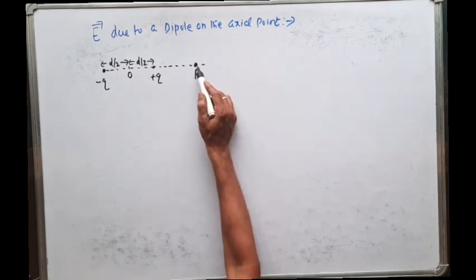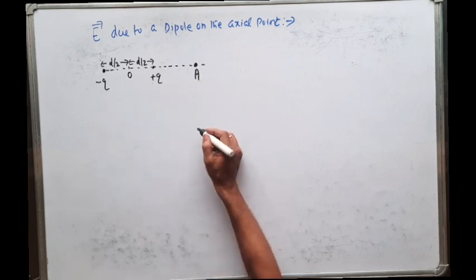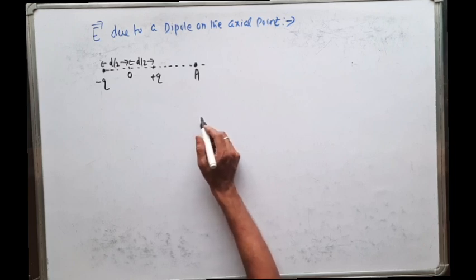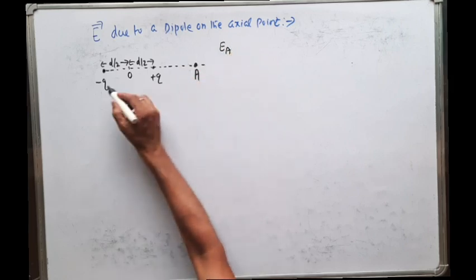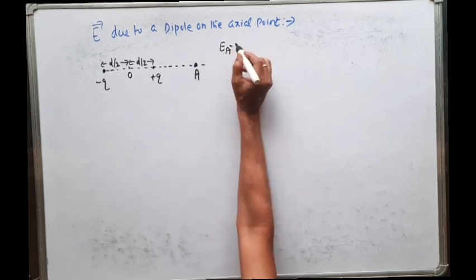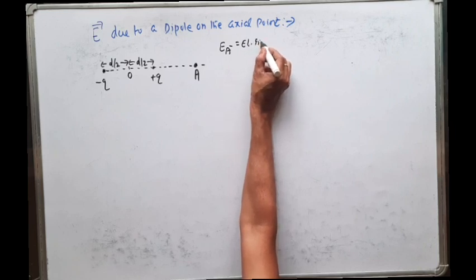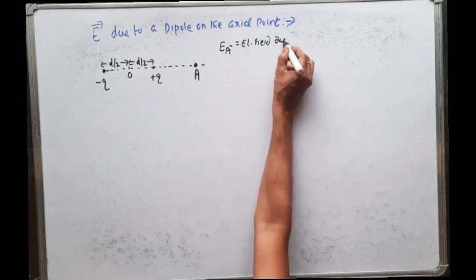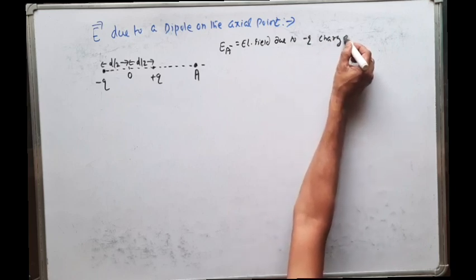A is a point lying on the axial line of the dipole. So first we have to use the superposition theorem. First you calculate the electric field intensity at point A due to this minus q charge. I can write it as EA minus, that is, the electric field due to minus q charge.